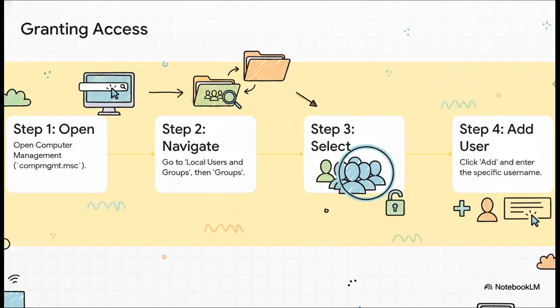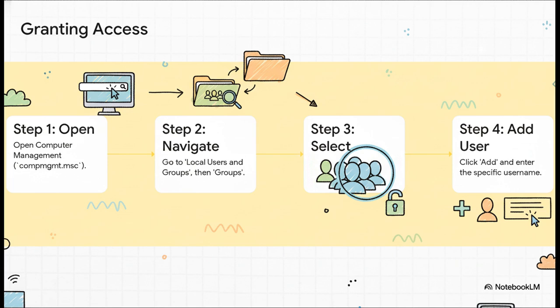So, how do we actually put a user into this special group? It's way easier than you might think. It's a simple 4-step process. You just open up a tool called Computer Management, find the Groups folder, double-click on Remote Desktop Users, and then just add the username you want.